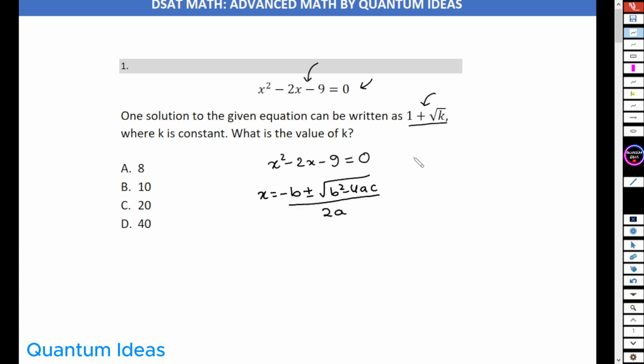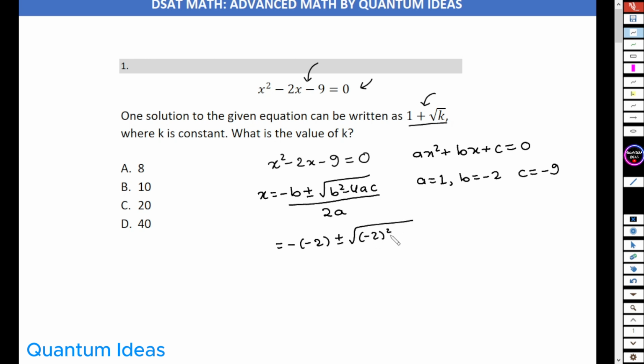So if you compare this equation with ax square plus bx plus c equals 0, you can see a will be 1, b will be minus 2 and c will be minus 9. Now let's plug it in. What is our b? Already there is a minus, so b is minus 2, plus minus root over b square, which is minus 2 square, minus 4, where a is 1 and c is minus 9, divided over twice a, where a is 1.